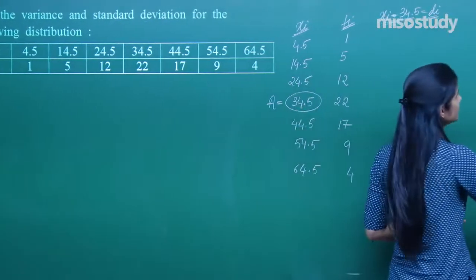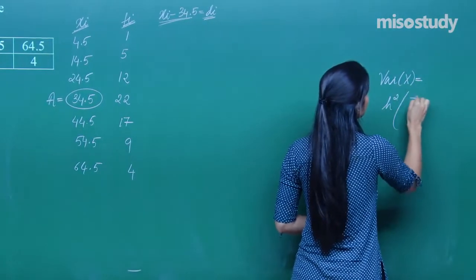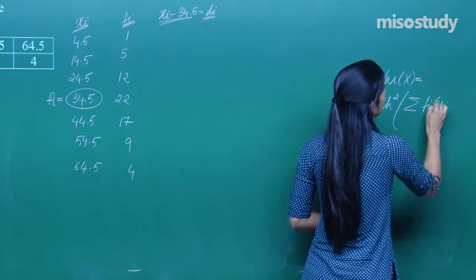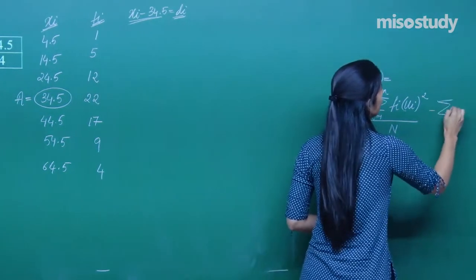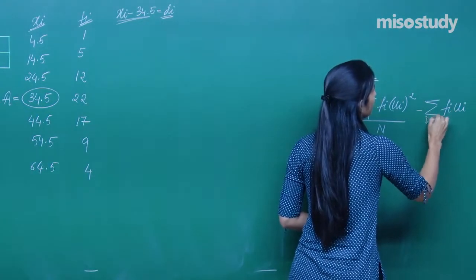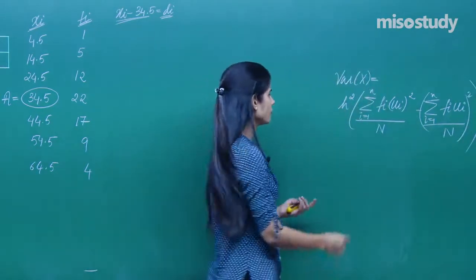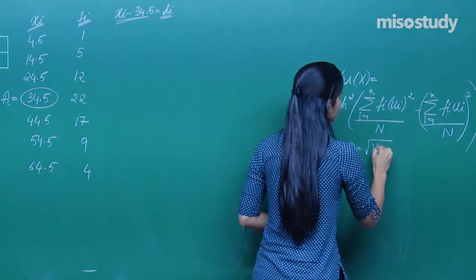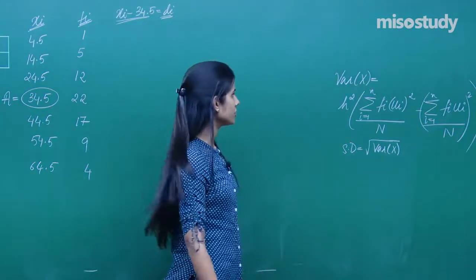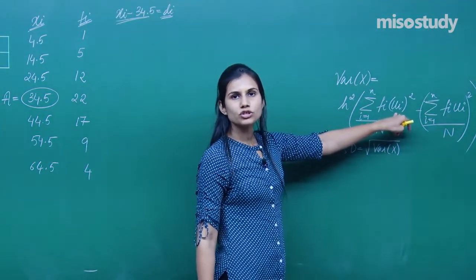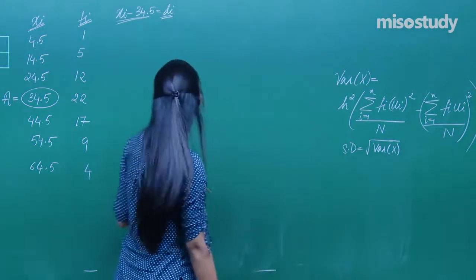Why am I doing this? Because I am interested in calculating the variance by this formula: h square into summation fi ui whole square, i going from 1 to n, whole upon capital N, minus summation fi ui, i going from 1 to n, whole upon capital N, this thing whole square. And obviously standard deviation is the positive square root of variance only. So just evaluate the variance, and automatically the square root of it will give you the standard deviation. So for this I need ui's. Ui's are nothing but the quotients obtained when di's are divided by h. H is that common number which is dividing all the deviations.